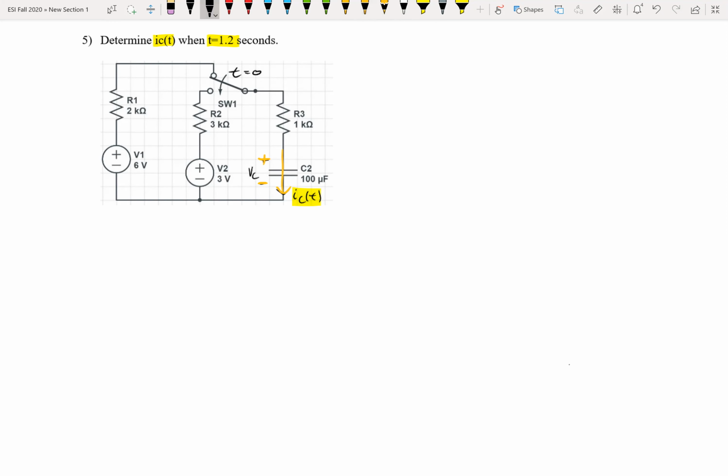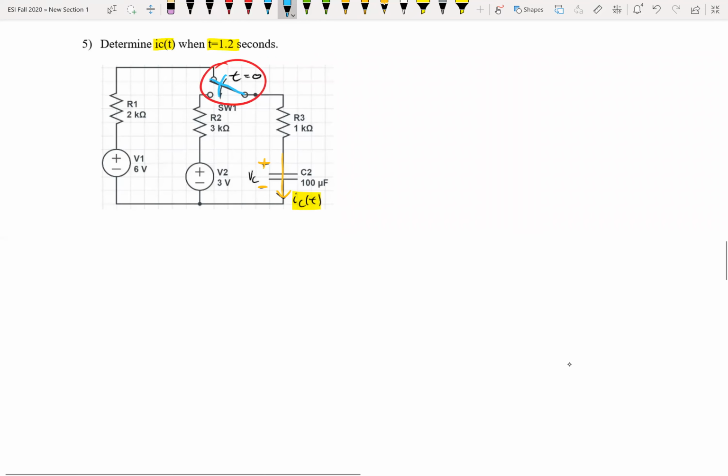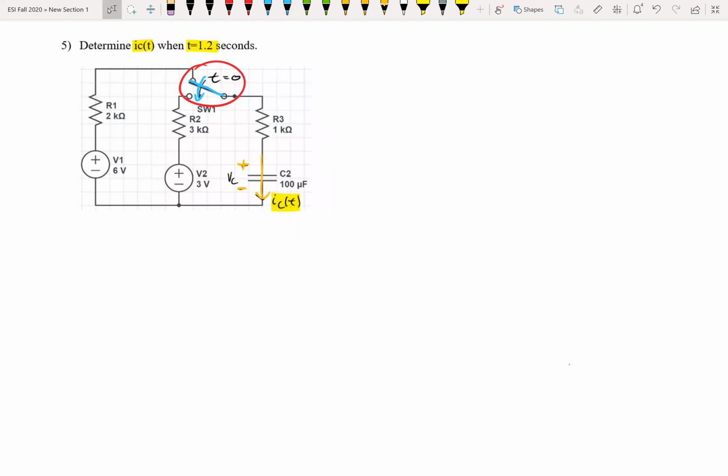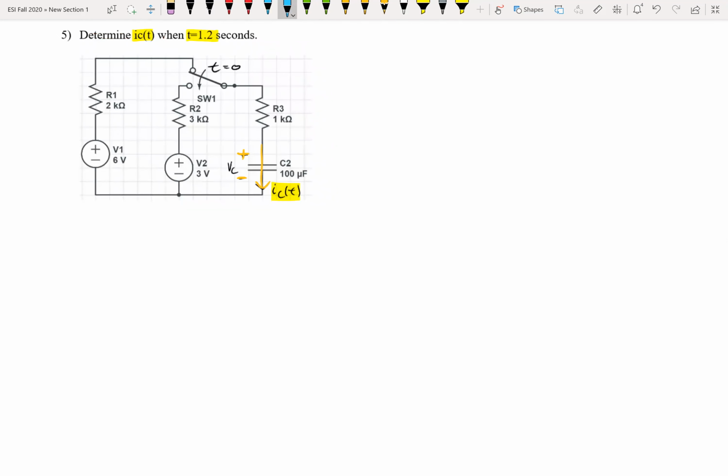Okay, so taking a look at this, we see that we have a switch here, and initially this is closed to the top one. Then we come in here and we throw the switch to the other side, and that's going to cause the switch to be closed over here. So this is our time before zero circuit. And then if we wanted to draw the other circuit, this is the time greater than or equal to zero.